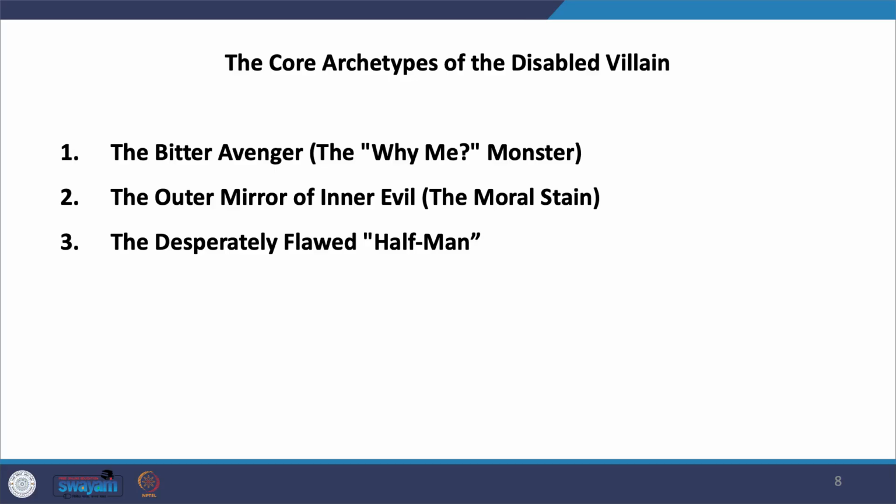The core archetypes of the disabled villain: the first is the bitter avenger, the why-me monster. The trope: the character experiences a traumatic injury or disfigurement, and instead of processing it, they turn their rage outward against the entire able-bodied world. Their entire personality is consumed by vengeance. Within the literary canon, there is Captain Ahab in Herman Melville's Moby Dick, who loses his leg to the white whale and destroys his entire crew in an obsessive, mad quest for revenge.